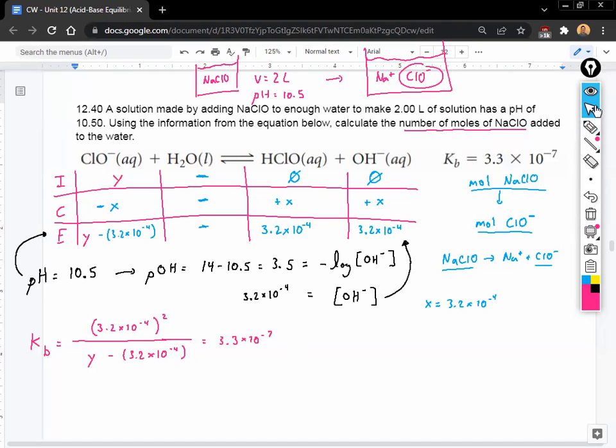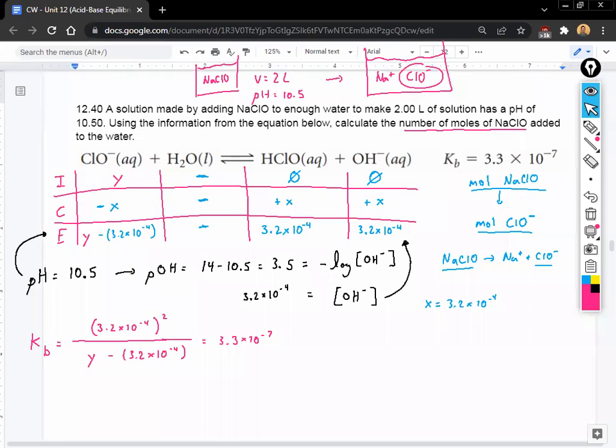I want you to remember when you can use the 5% rule. And so you can use the 5% rule because the exponent is less than 10 to the negative 4. So a little help there. Use the 5% rule. You can ignore the change. And then you guys can calculate for y.